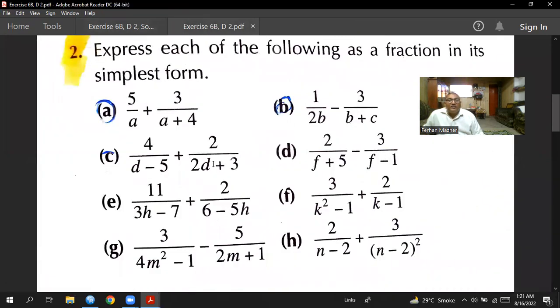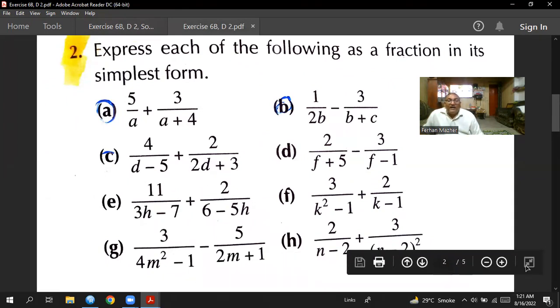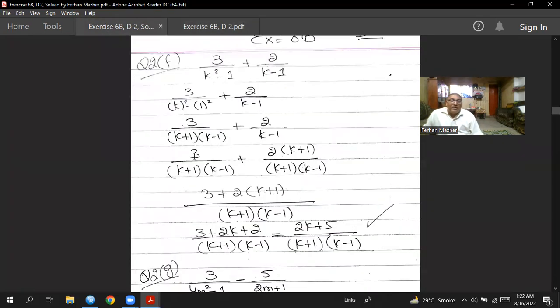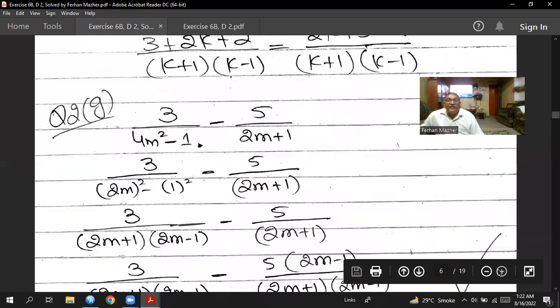That was the question number 2 and F part. Question number 2 and its G part. Again, the same kind of questions. And here we go. So it says 3 divided by 4m square minus 1 minus 5 divided by 2m plus 1. So you will have this 4m square minus 1. 4m square is a perfect square and 1 is also a perfect square. So we can write them in their squares and then we can solve it. So here we go, question number 2 and its H part.